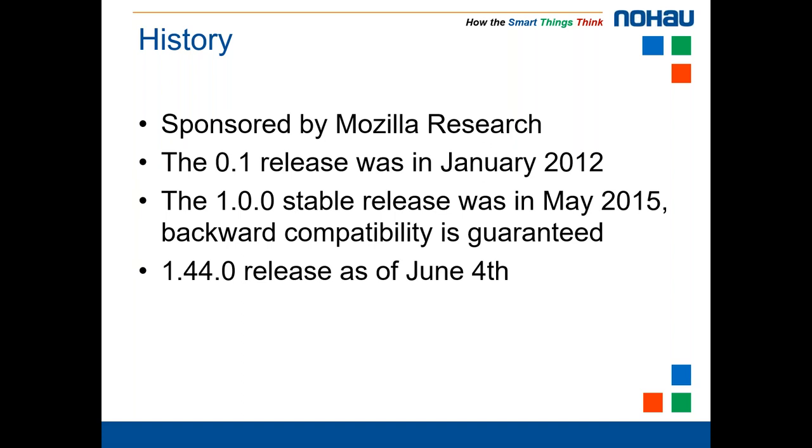So the 0.1 release came out in January 2012, and the 1.0 stable release was released in May 2015, so 5 years ago. The significance of the 1.0 release is that it provides backward compatibility guarantees: you can take code written 5 years ago and still compile it with the latest compiler. Today we are at release 1.44, but that's just a matter of new features having been added to the language.